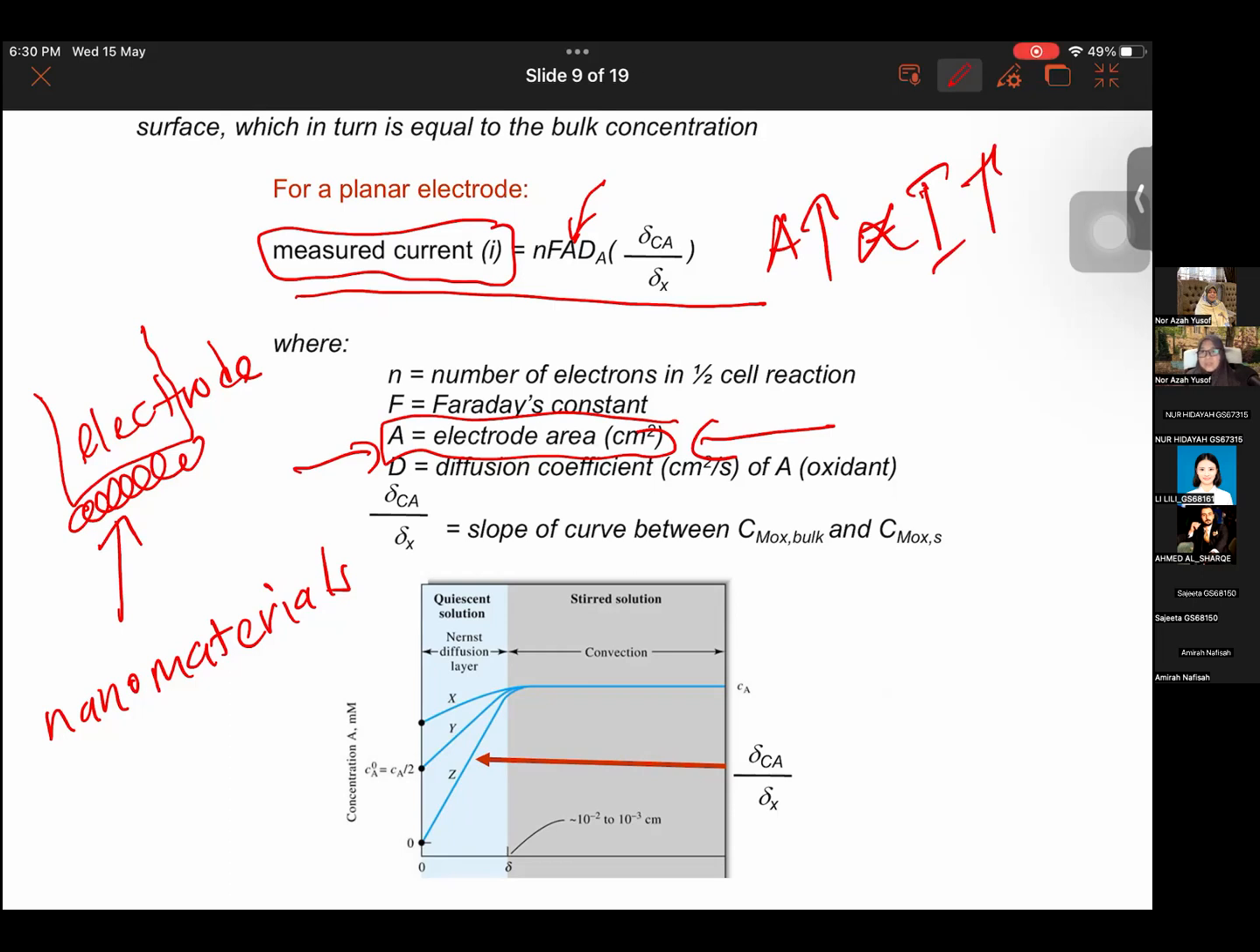According to this equation, it's very important to try to improve the electrode surface area by modifying with conducting polymer and nanomaterials. There are other things that you can do to modify the surface. So this is what happened.